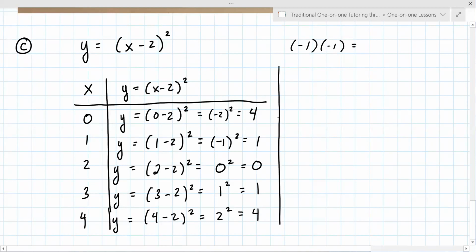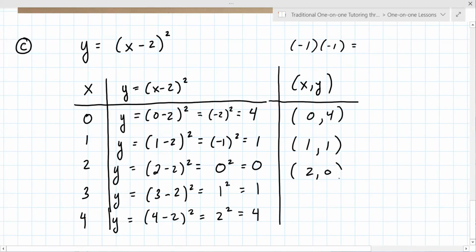Okay. So last step is to make the ordered pairs x comma y. What is the ordered pair for the first one? 0 and 4. Do you see where those values came from? x is 0 and y is 4. How about the next ordered pair? 1, 1. How about the next one? 2, 0. And the next one? 3, 1. And the last one? 4, 4. Very good.